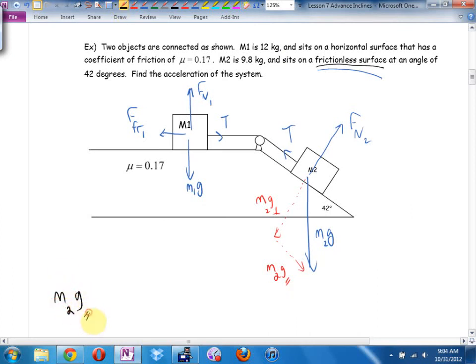M2G parallel. Let's walk along the rope. Oh, I run into a tension. This one right here, winner or loser? Loser. So minus. Oh, I run into another tension. Winner. Oh, and then I also have one more force in the same direction as the rope. Friction 1. Loser, winner, loser. What's the right-hand side going to be?